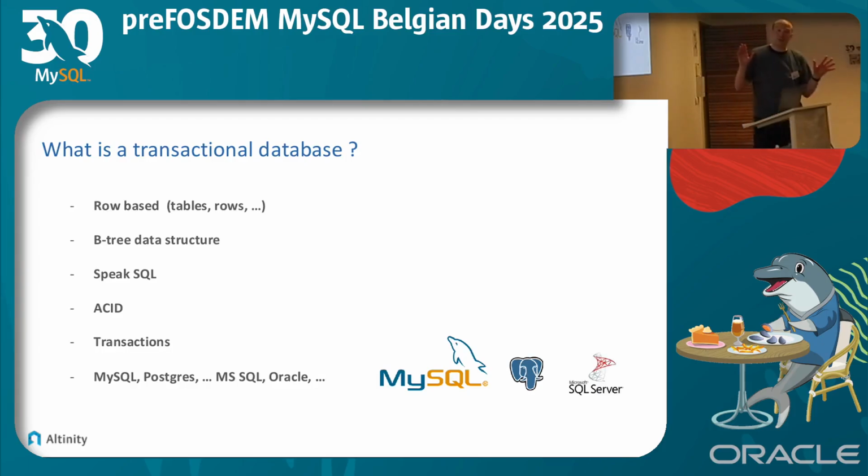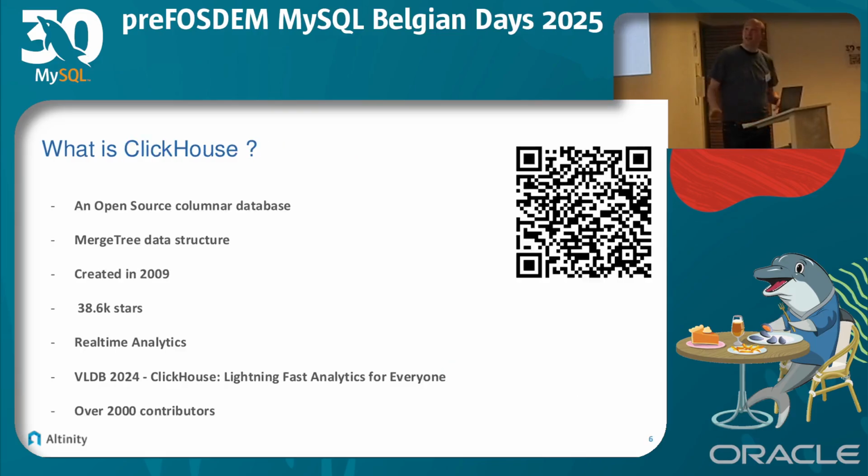So, a bit of introduction. Everybody knows what a transactional database is. Row-based, B-tree, SQL, ACID transactions. Examples of that are the well-known dolphin, the less-known elephant, etc. And ClickHouse, what is it?